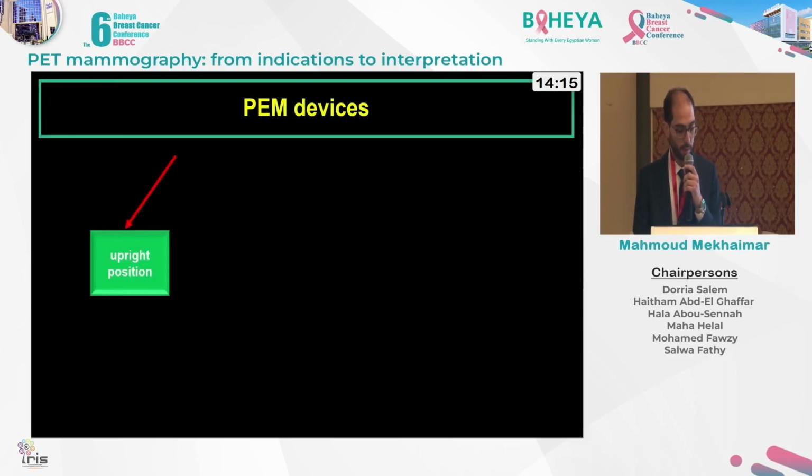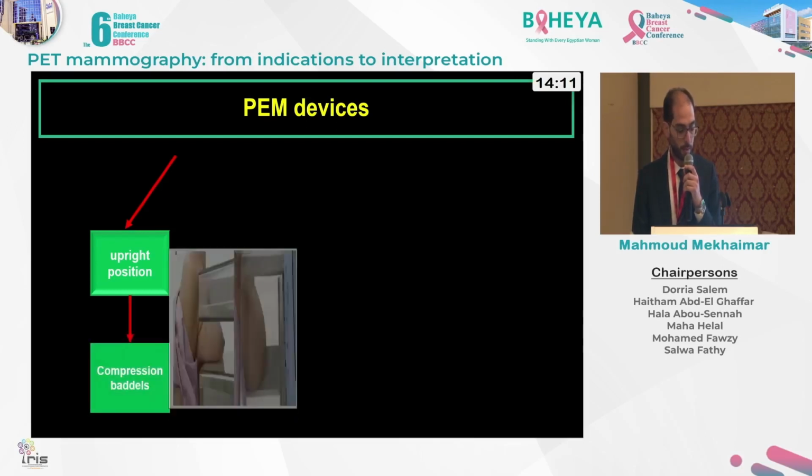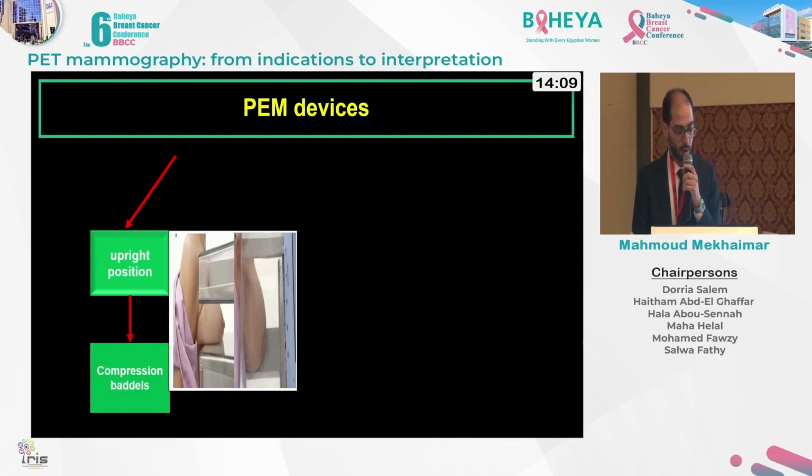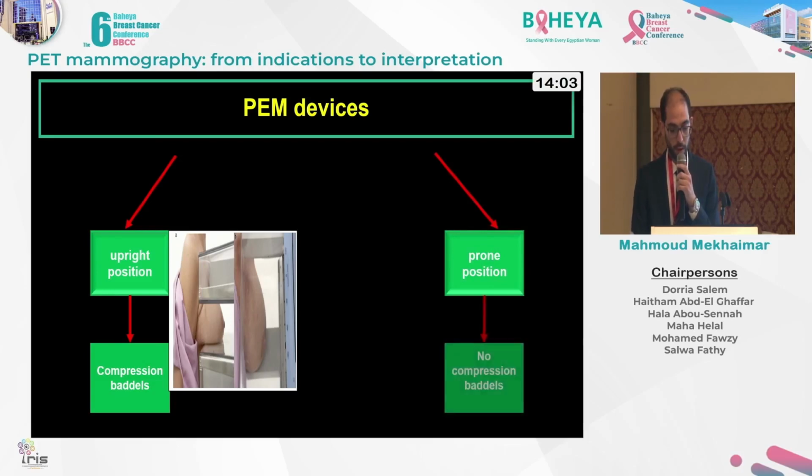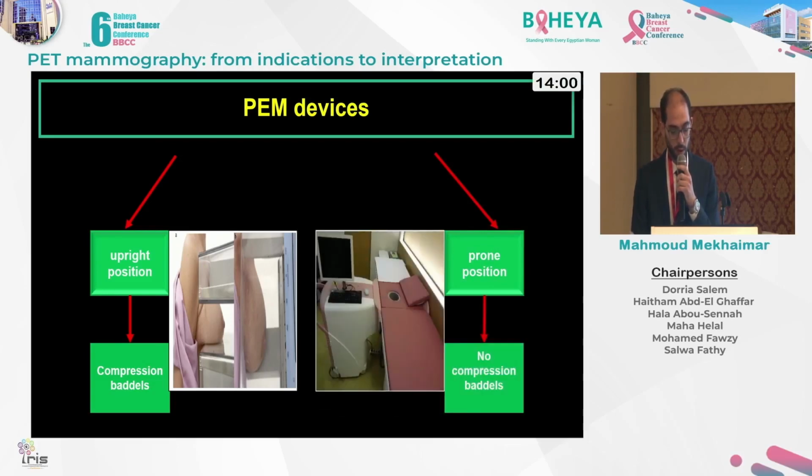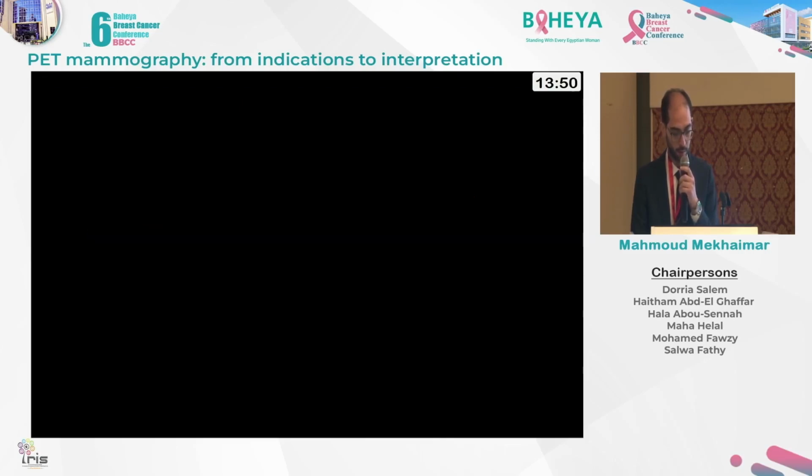PEM devices: there are two main types. In the first one, the patient is seated in an upright position with the breast gently stabilized between two compression paddles, similar to mammography. In the other device, the patient is scanned in prone position. The patient lies prone, the device has two or more complete moving detectors, and the breast hangs pendulously within the ring without any compression.